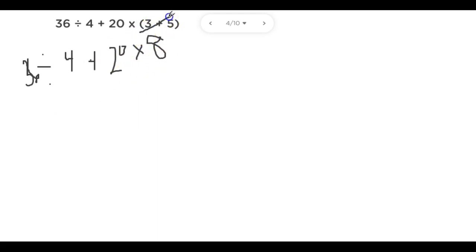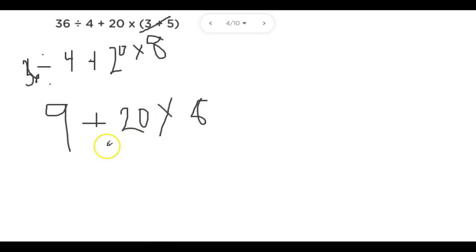Okay, my parentheses is gone. Now I'm working left to right. Exponents, there are no exponents. Division. 36 divided by 4 is 9. And then we got plus 20 times 8. 20 times 8 is 160, because now we're still working left to right. We can't do this because that's addition. Multiplication, 20 times 8, we said that's 160 plus 9, making our answer 169.